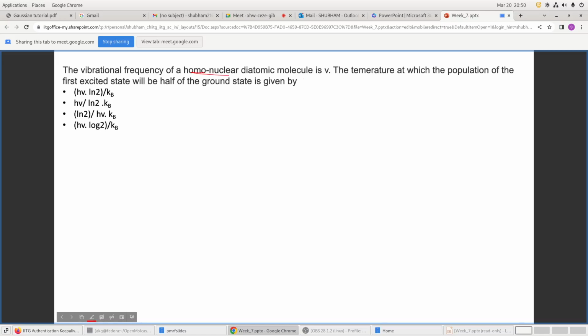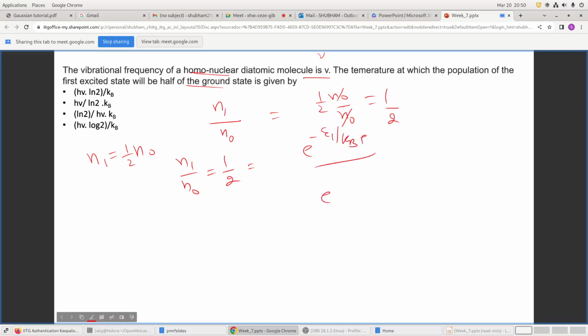The vibrational frequency of a homonuclear diatomic molecule is nu. The temperature at which the population of the first excited state will be half of the ground state is given by... Okay, the temperature at which the population of the first excited state, that is N1 divided by N naught, will be half. They have given that N1 is half of N naught, so N1 by N naught is equal to half, that is equal to e to the power minus E1 by kBT divided by e to the power minus E naught by kBT.